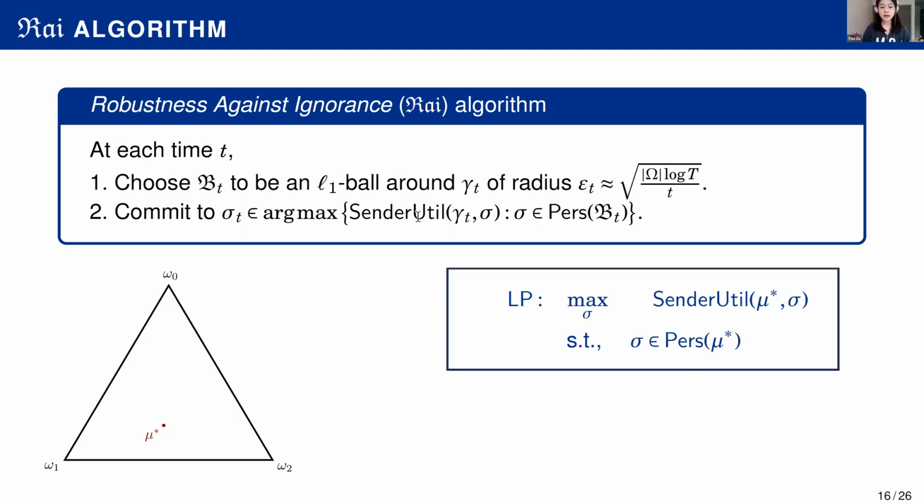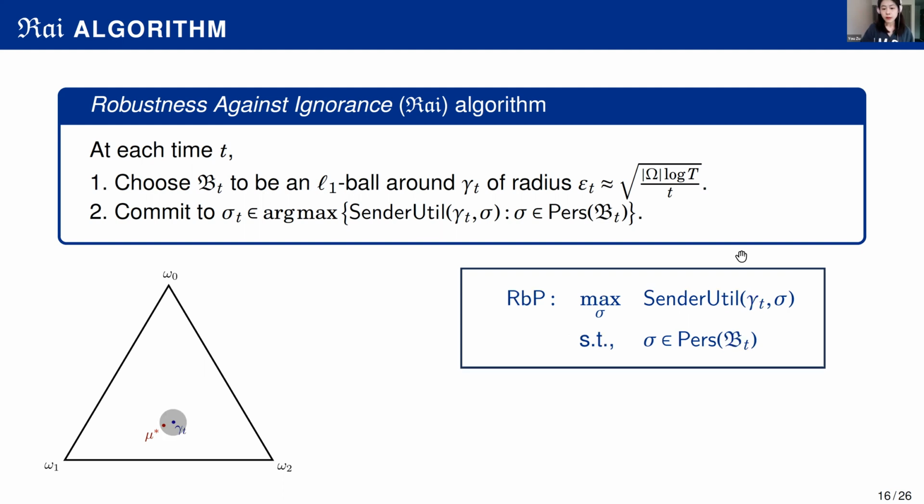But recall that in our benchmark, the known distribution setting, the optimal signaling mechanism can be obtained by solving an LP. But here the challenge is this mu star is unknown. So our idea is to solve a robust problem where we maximize the sender's expected utility with respect to the empirical distribution gamma t. But we require the signaling mechanism to be not only persuasive under the empirical distribution, but also persuasive for all distributions in the neighborhood around the empirical distribution. So formally, this PERS-BT is the set of the signaling mechanisms that are persuasive for all distributions in this neighborhood.